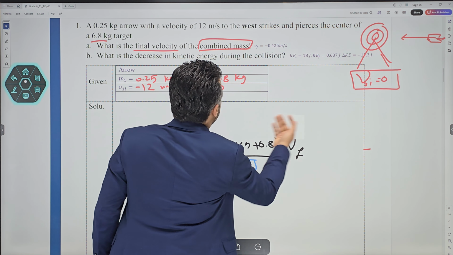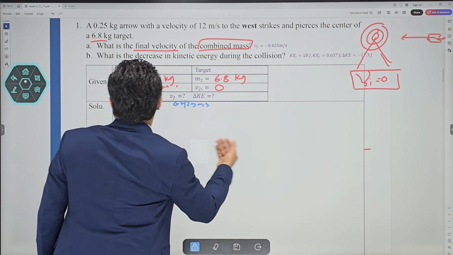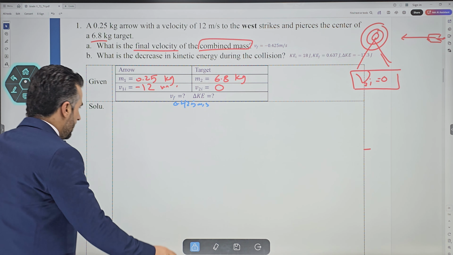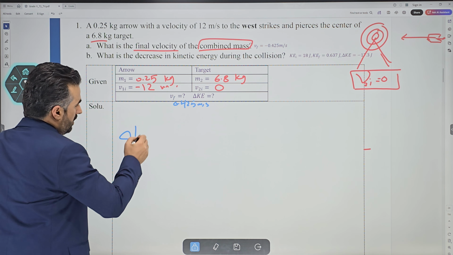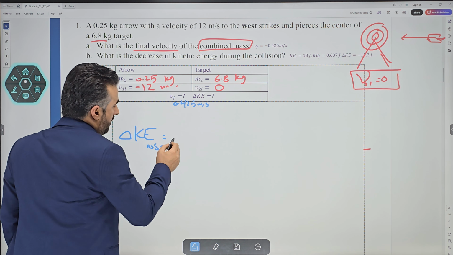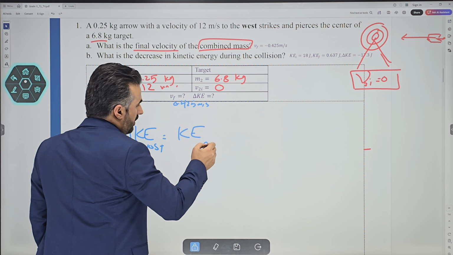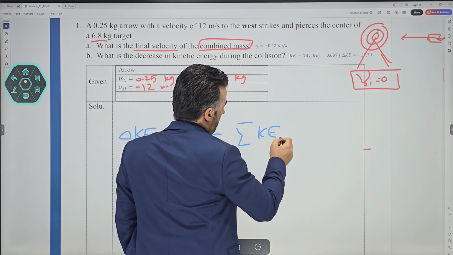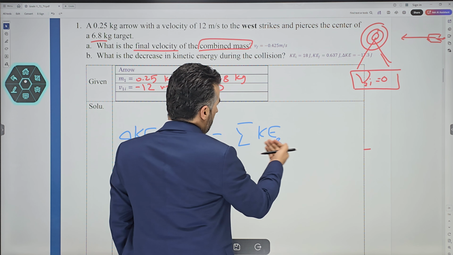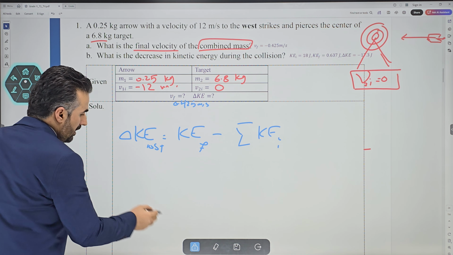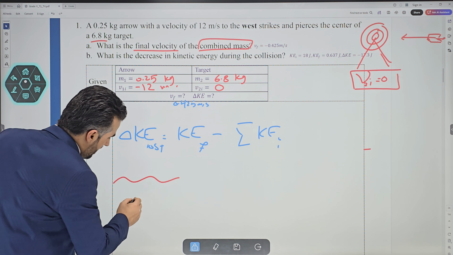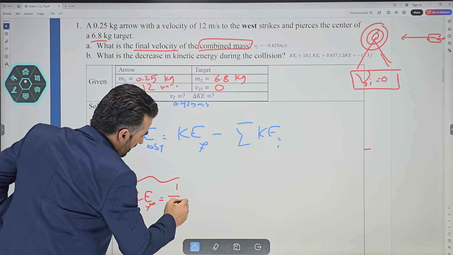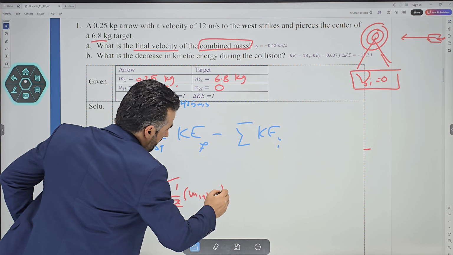Now, how do you find the change in kinetic energy? The second part says, what is the decrease in kinetic energy during the collision? Let me find each part separately this time. So we can say the change in kinetic energy lost is kinetic energy final minus the kinetic energy before the collision, which is kinetic energy initial. Now for kinetic energy final, because the two masses stick together, we can say 1 over 2 times m1 plus m2 times v final squared.